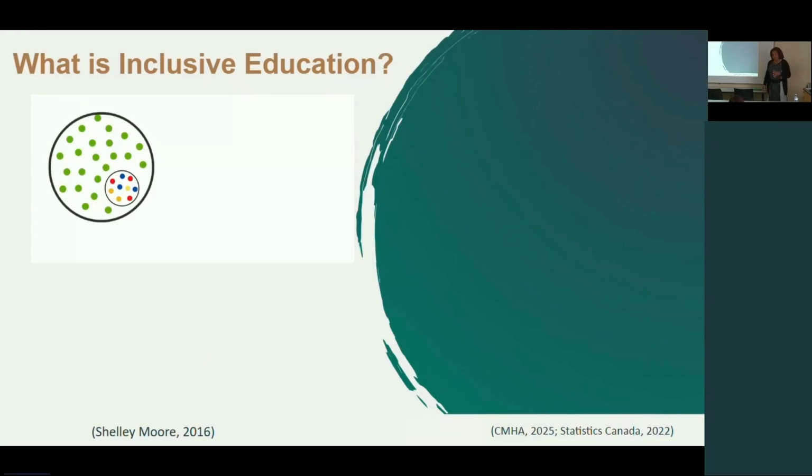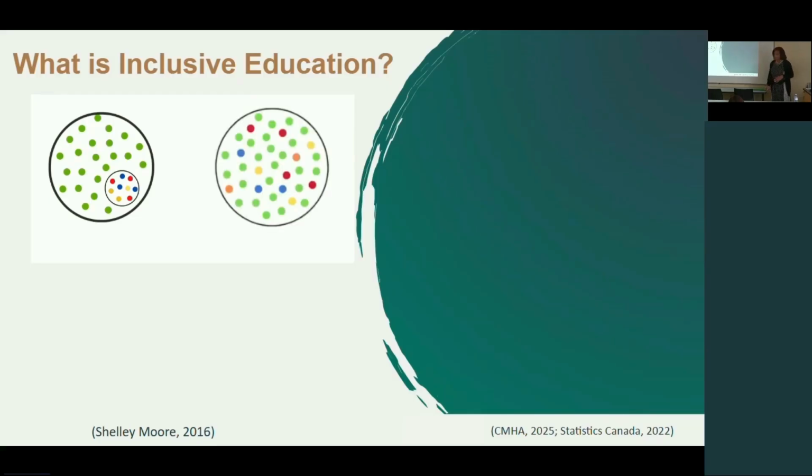The definition of inclusive education, special education, and even different ways of accessing educational support varies across Canada because education is provincially regulated. So for example, in this diagram, students who are formally identified with disabilities, as represented by the colored dots, sometimes are simply placed into a classroom with other students who are not formally identified with a disability, as represented by the green dots. And this really can lead to stigmatization.